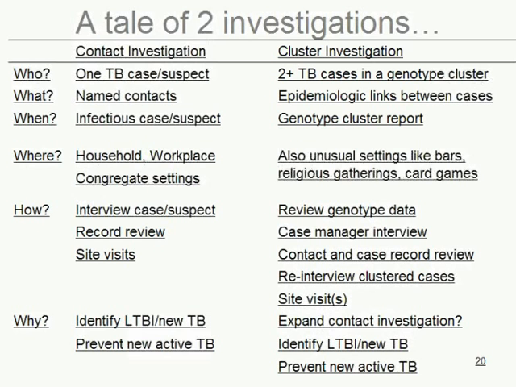The purpose of a contact investigation is to identify patients with latent TB infection or newly identified patients with TB. And, of course, the purpose is to prevent new cases of active TB. Cluster investigations are very similar. We also want to identify new cases with infection or TB and prevent new active TB. One of the ways we do this is we make a decision about whether we need to expand the contact investigation. If we had expanded the contact investigation around the babysitter that I described in the introduction, we may have discovered that that person also was an active member of a church and worked in a hotel kitchen, and we may have identified those links.